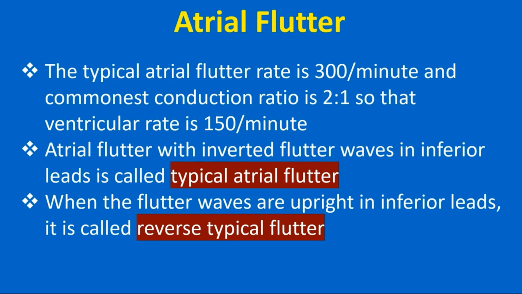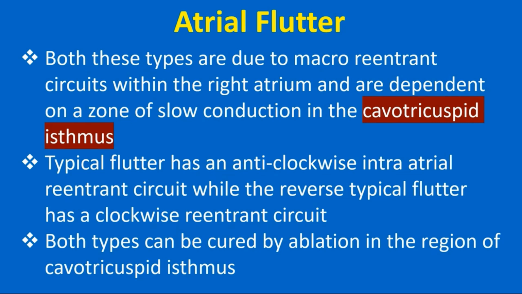Atrial flutter with inverted flutter waves in inferior leads is called typical atrial flutter. When the flutter waves are upright in the inferior leads, it is called reverse typical flutter. Both these types of flutter are due to macro-reentrant circuits within the right atrium and are dependent on a zone of slow conduction in the cavo-tricuspid isthmus.